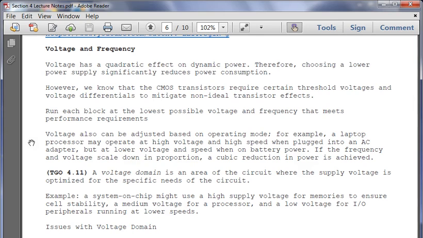So I've also given this whole spiel about operating mode. This actually answers your question. A laptop processor may operate at high voltage and high speed and plug into an AC adapter, but at lower voltage and speed on battery power. If the frequency and voltage scale down in proportion, a cubic reduction in power is achieved.